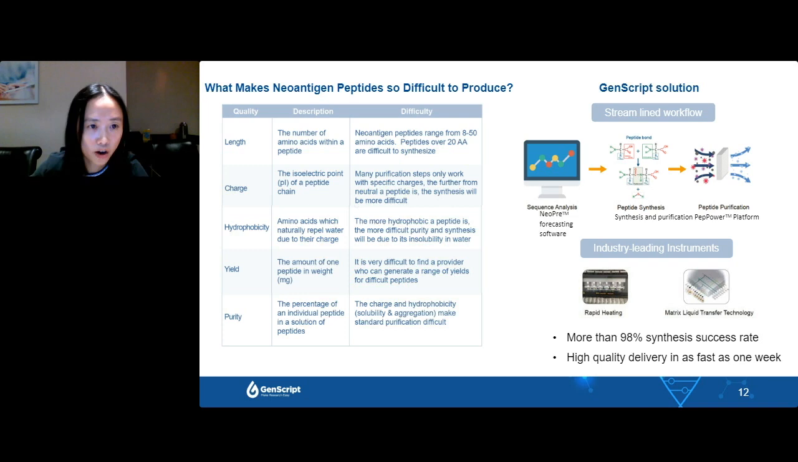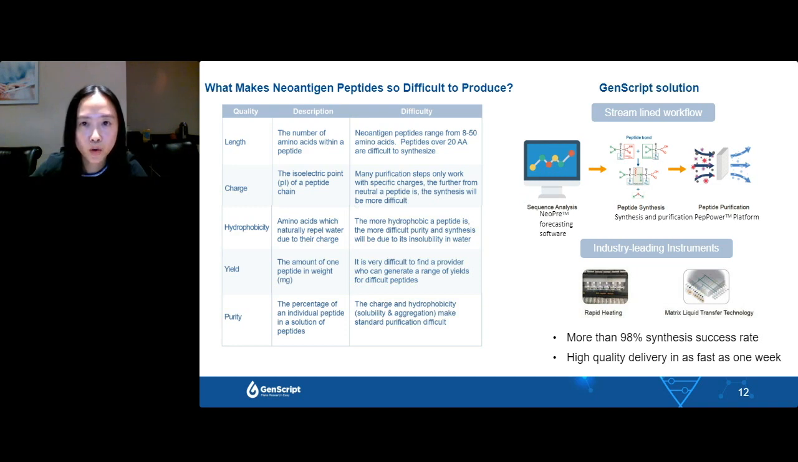And the charge and hydrophobicity will affect the purification. And the yield is how much we can produce. It's also another thing that's not easy to do.